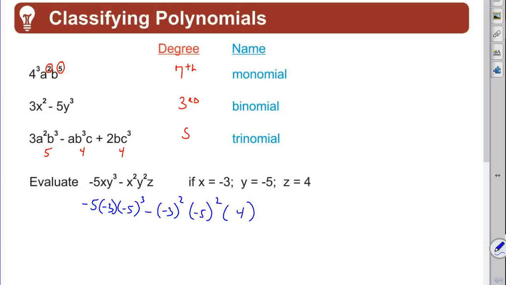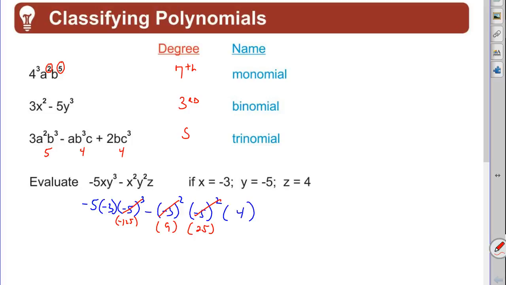Okay, order of operations, evaluate all exponents first. All right, so negative 5 times negative 5 is 25 times negative 5 is negative 125. All right, this one, negative 3 times negative 3 is 9. This one, negative 5 times negative 5 is 25. Okay, now let's go ahead and deal with the rest of it.